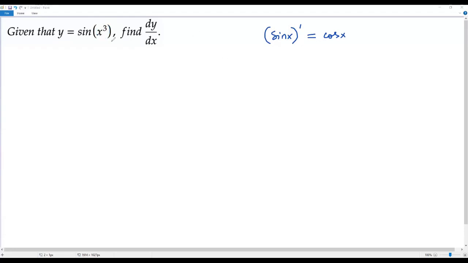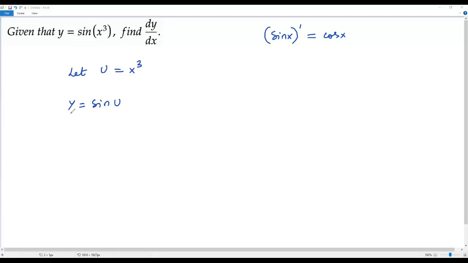Okay, so now what I'm going to do is to avoid the exponent 3 over here. So I'm going to assign a new variable for this x cube. So let u equal x cube. Now, when I assign u for this x cube, then the given function will become what? Then it will become y equals sine u. Okay, now we just have a single variable over here, and I can find the derivative of this one easily.